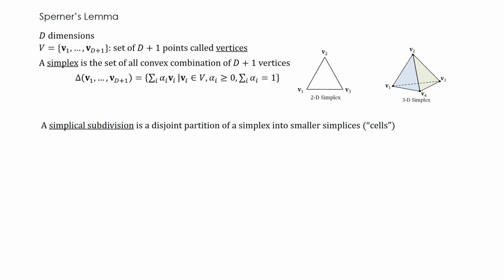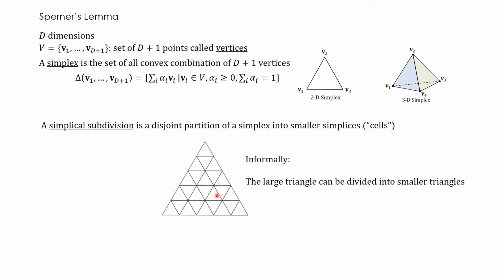A simplicial subdivision is a disjoint partition of the simplex into smaller simplices called cells. Informally speaking, this simplex here in 2 dimensions, which is a triangle, can be subdivided into smaller triangles like this. And although I've shown these triangles as all of the same size, it need not be like that.